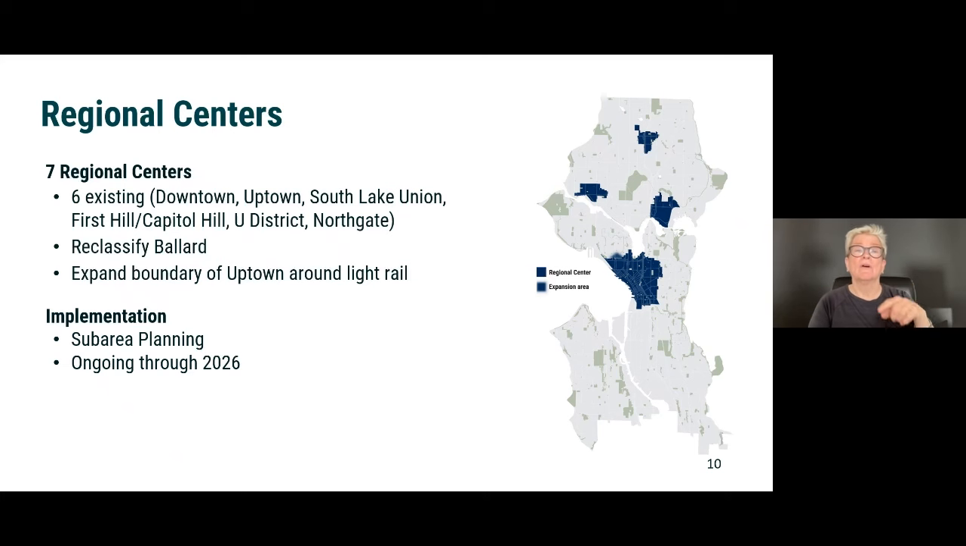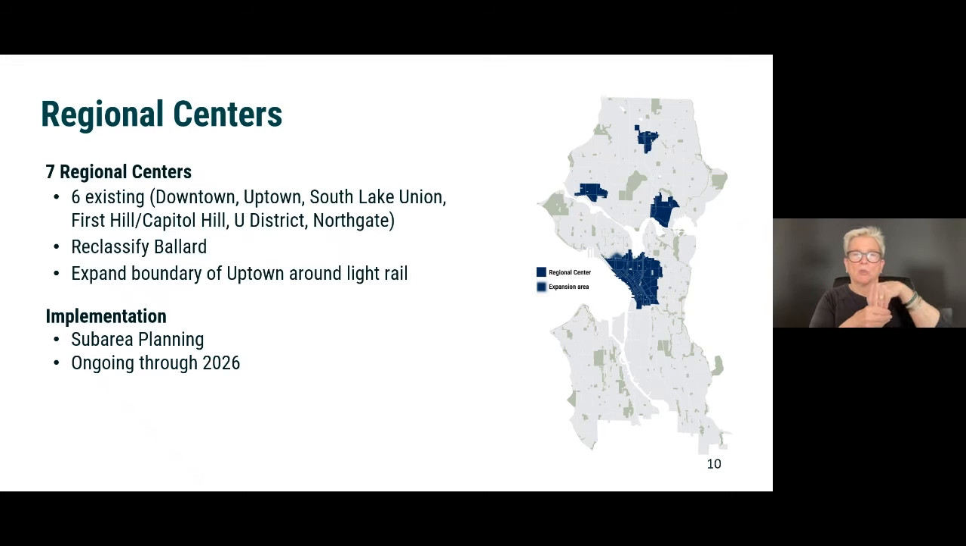The changes we're proposing are, one, to reclassify Ballard as a regional center. This is based on the growth that's already been happening in Ballard, the zoning that's already in place there. So it's a recognition of what already is happening and exists, we're not proposing new zoning changes there. We're also proposing to expand the boundary of Uptown as there's a new light rail station. And so areas that are within a close walk of that light rail station would now be included.